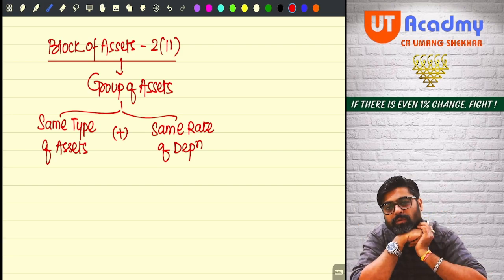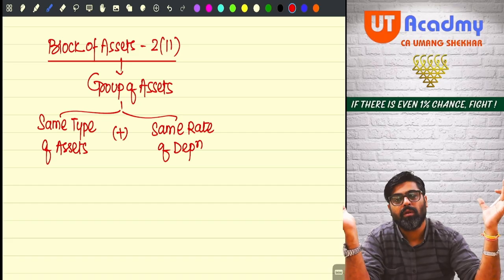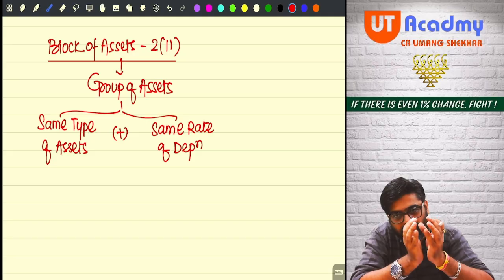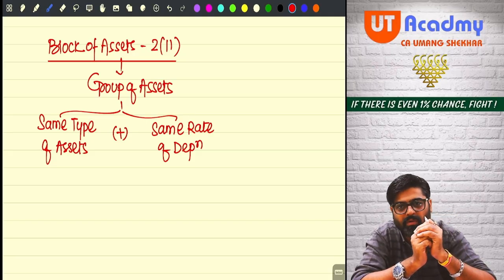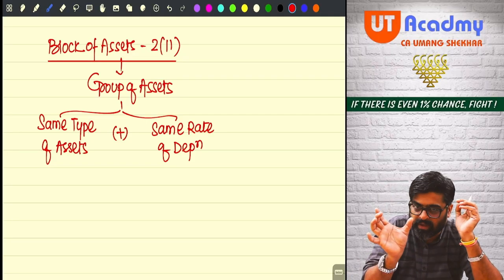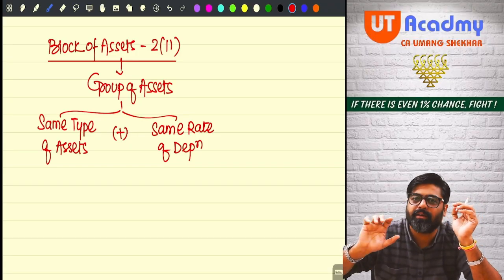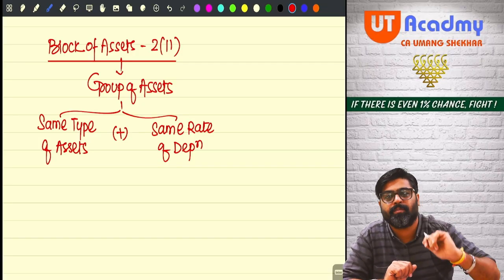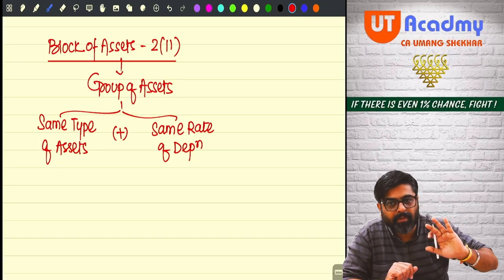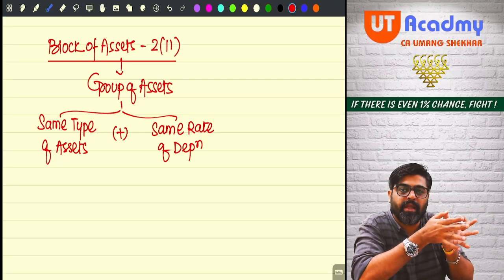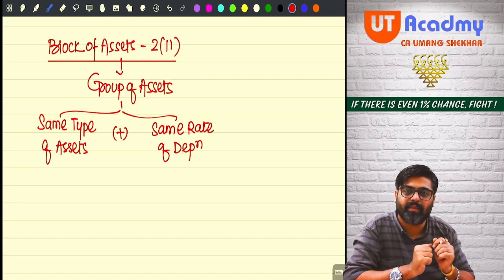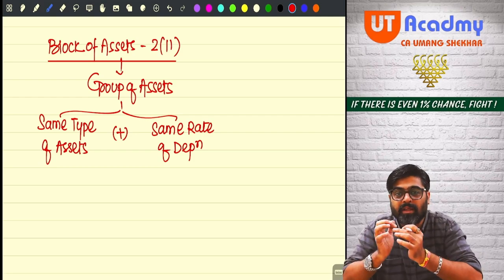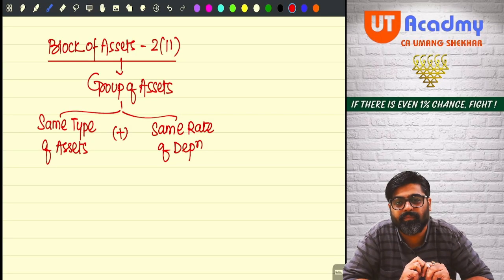So what you will do? If you will take the group of all the buildings, are all the buildings having the same rate? No. Buildings having 10% rate, their block will be separate. Buildings having 40% rate, their block will be separate. Buildings having 5%, their block will be separate. All buildings and all having 5%. All buildings, all having 40% rate. All buildings, all having 10% rate.